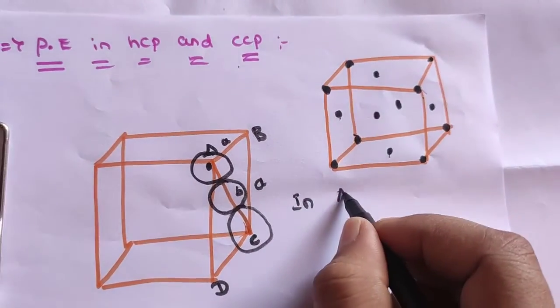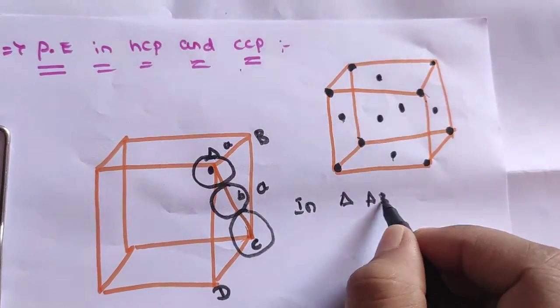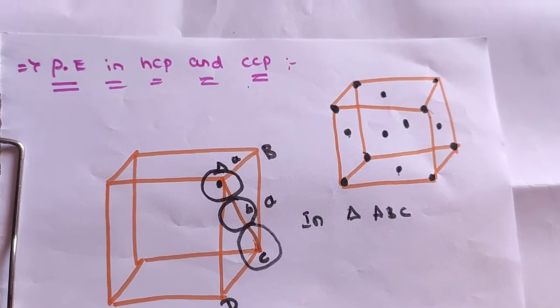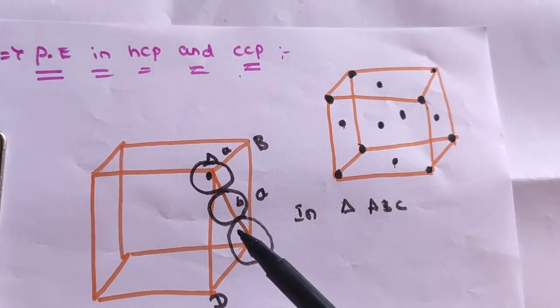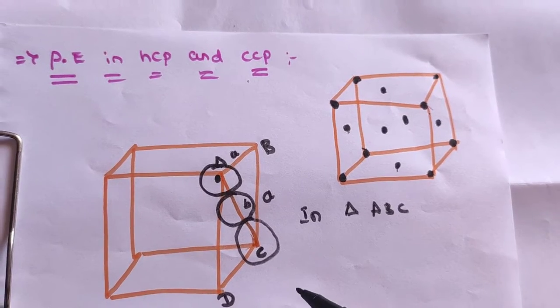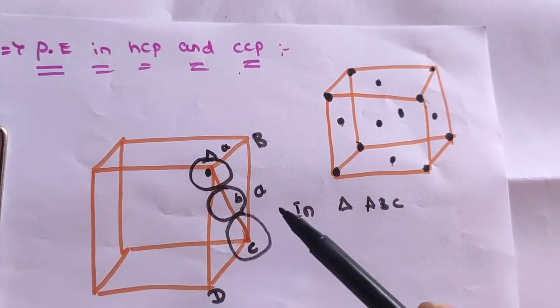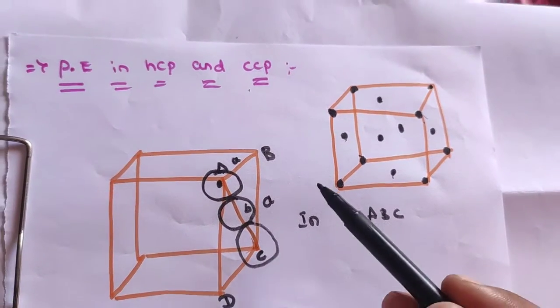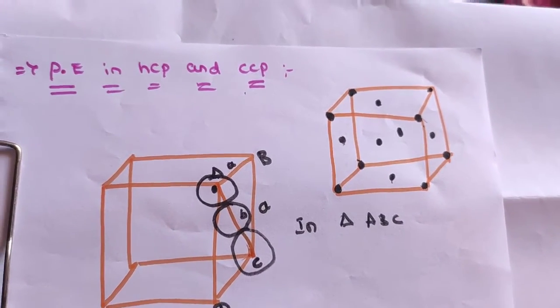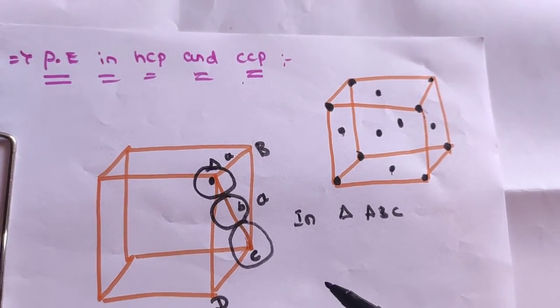So in triangle ABC, according to Pythagoras theorem, the area of the square whose side is the hypotenuse is equal to the sum of the areas of the squares on the other two sides. So this is according to Pythagoras theorem.